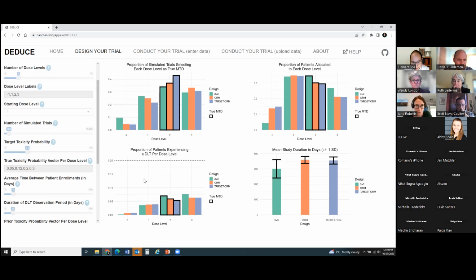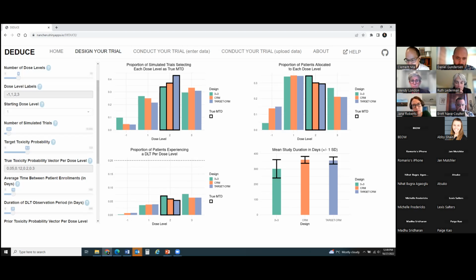Next, on the bottom, we have another metric for safety. This is how often patients experience a DLT at each dose level. As expected, as we increase the dose level, the percentage of DLTs increases, but it's still well below the 20% threshold. So this setting seems okay.